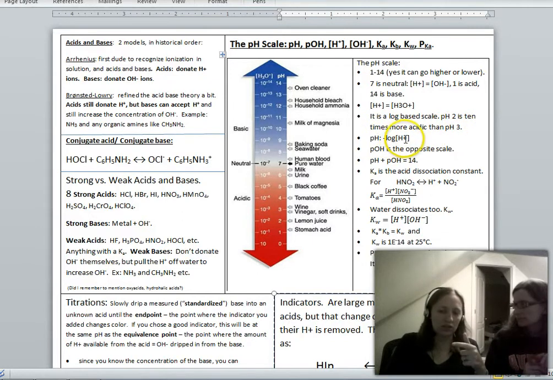pH is negative log of the H concentration. pOH is the opposite scale. You can add those together, you get 14.